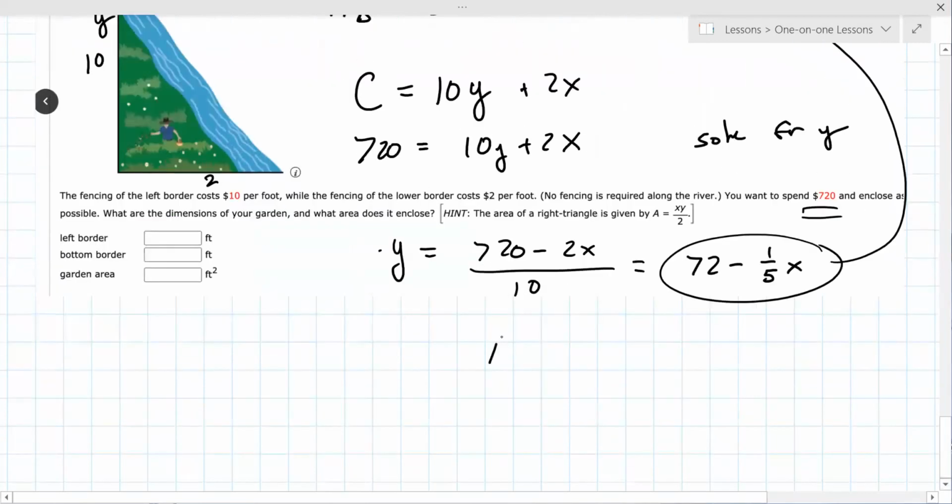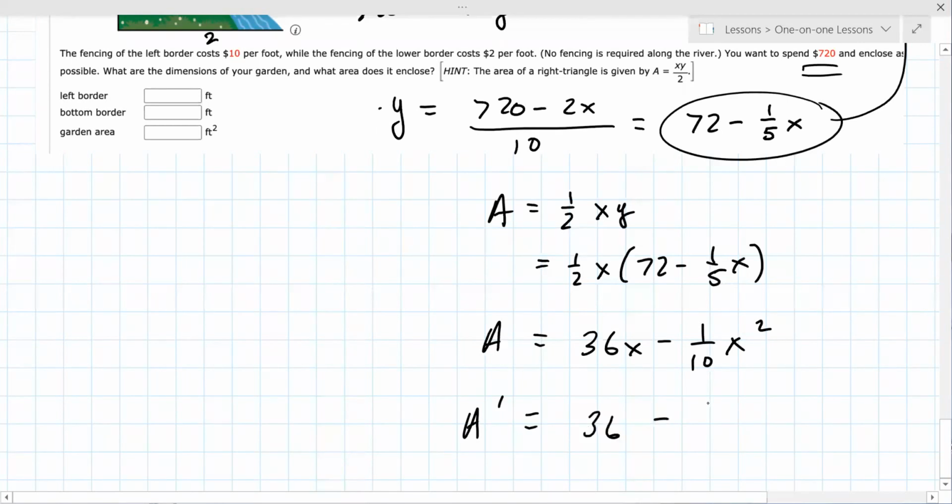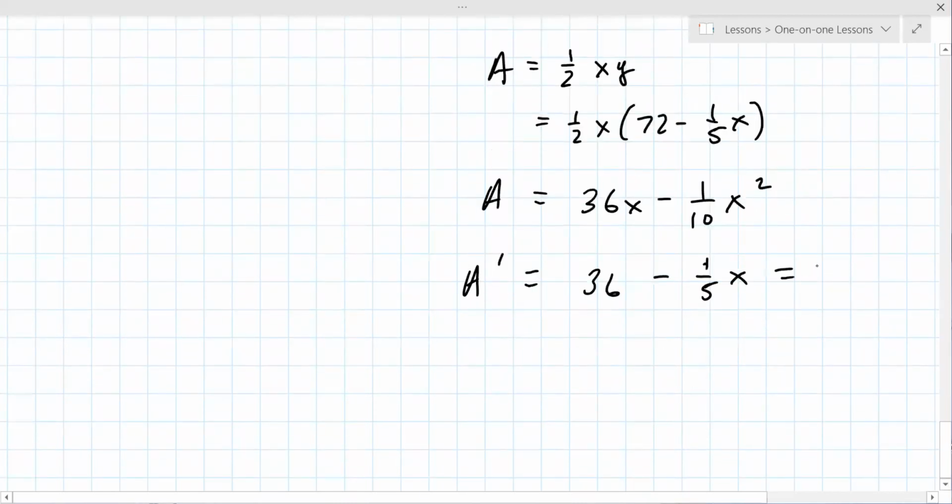I'll rewrite the area equation down here. Area is 1/2 XY, 1/2 X times 72 minus 1/5 X. So that's 36X minus 1/10 X squared. And just like in all the other problems, you take a derivative. A prime is 36 minus 2 over 10, which is 1/5 X. And then we set that equal to 0. X ends up being 5 times 36, which is 180.